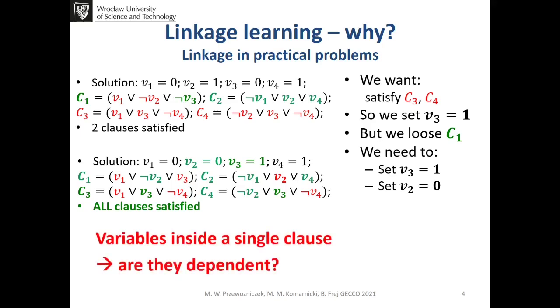So the question is, the variables in a single clause, are they dependent? It seems reasonable to state that, yeah, and they should be exchanged together. And then if you exchange dependent genes together, you may expect that your GA optimizer will work more effectively.